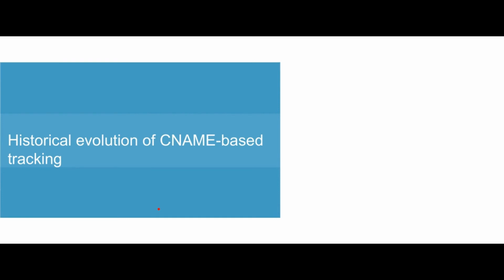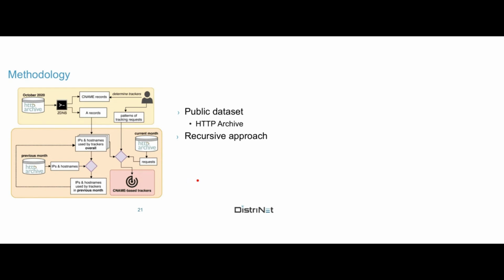I will now talk about the historical evolution of CNAME-based tracking. In order to achieve this, we again used the public dataset of HTTP Archive, which is the monthly crawl of millions of websites. And for this, we used a recursive approach. Starting from the most recent month of our analysis, we go back and we base the amount of CNAME-based tracking in the previous month on the amount of tracking that is used in the current month. In this way, we create a recursive approach to measure all CNAME-based tracking.